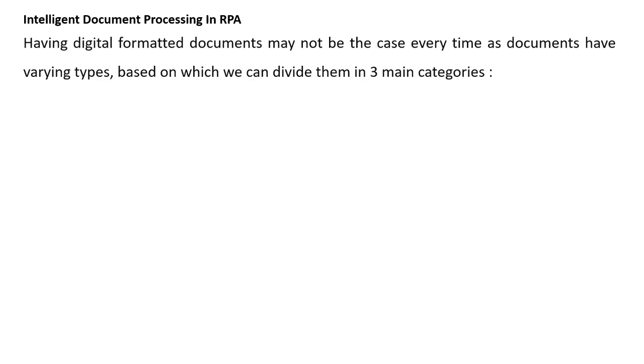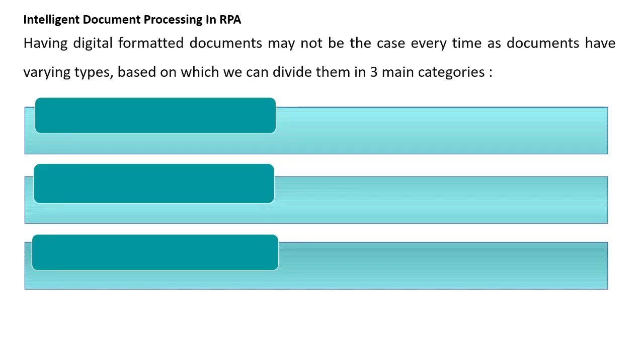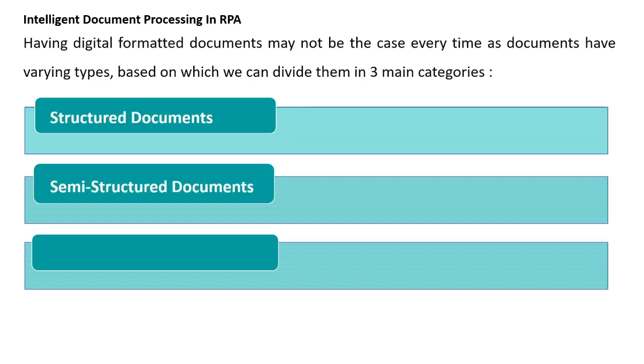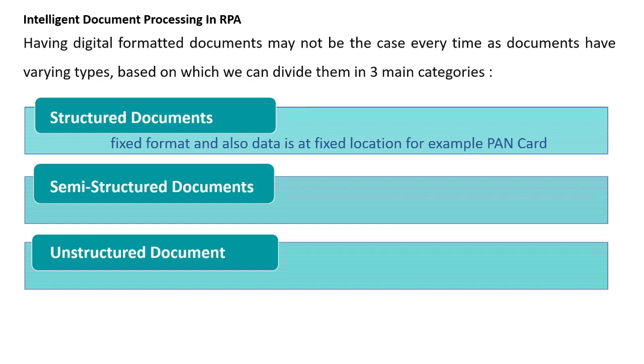Based on that, let's divide these documents into three main categories, which are structured documents, semi-structured documents, and unstructured documents. So what are these? Structured documents are the ones which have fixed formats, and the data is also at a fixed location. For example, a PAN card. You may have seen that on everyone's PAN card, the name is written at the same position. So these are the easiest documents to handle.